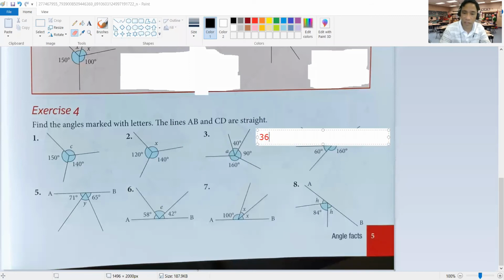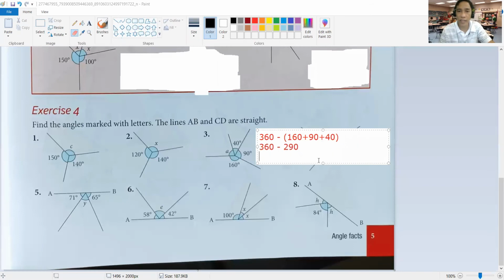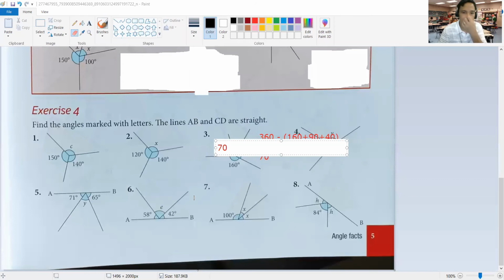Okay, let's move on to question number 3. We'll get 360 minus, so add 160 plus 90 plus 40 to get the value of A. So 360 minus, 160 plus 40 is 200, plus 90 is 290. So 360 minus 290 is equal to 70 degrees. So therefore, angle A here is 70 degrees.